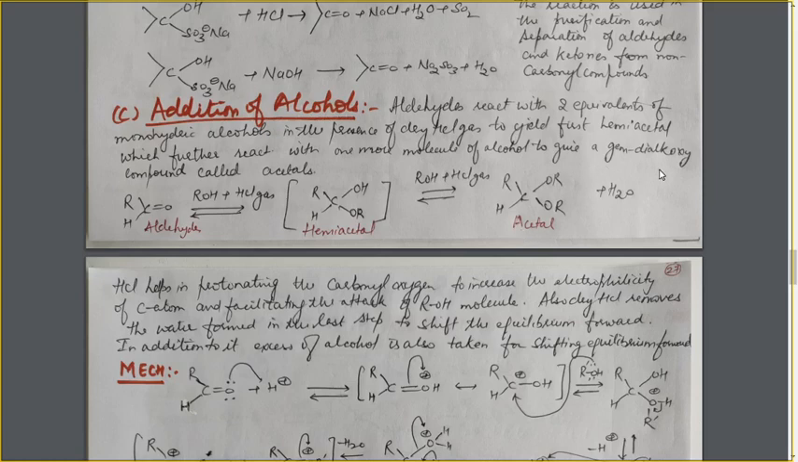What is this gem dialkoxy compound? Gem means geminal, dialkoxy means two alkoxy groups. So these are the two alkoxy groups, OR and OR, and they are present on the same carbon atom. That's why it is known as gem dialkoxy or geminal dialkoxy compound, and these geminal dialkoxy compounds are known as the acetals.